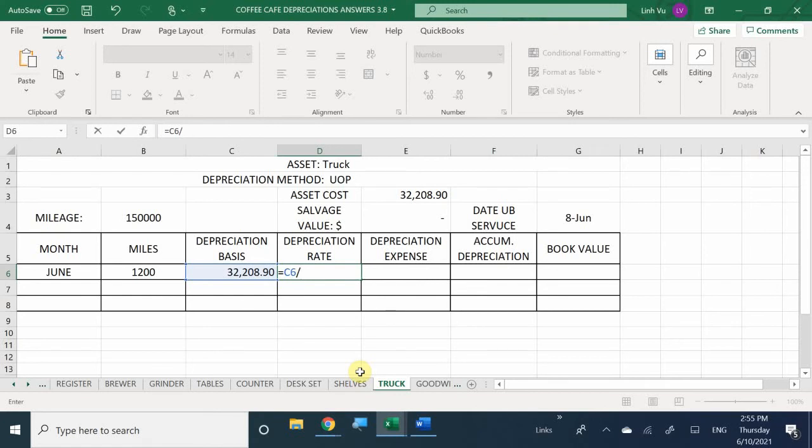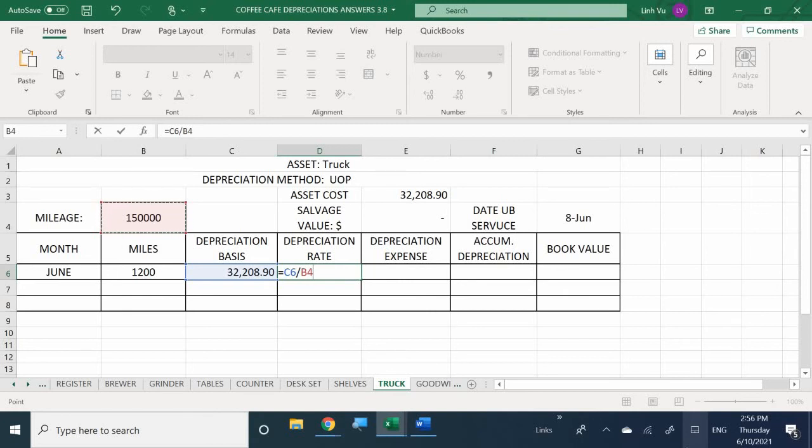In this case, I'm using a truck. So I'm going to take my 32,208.90 and divide the whole amount by the total capacity of miles that it can drive. So that means every mile that I drive, it's going to cost me X amount of dollars. So in this case, let's go ahead and calculate it. What is 32,208.90 divided by the 150,000 miles?